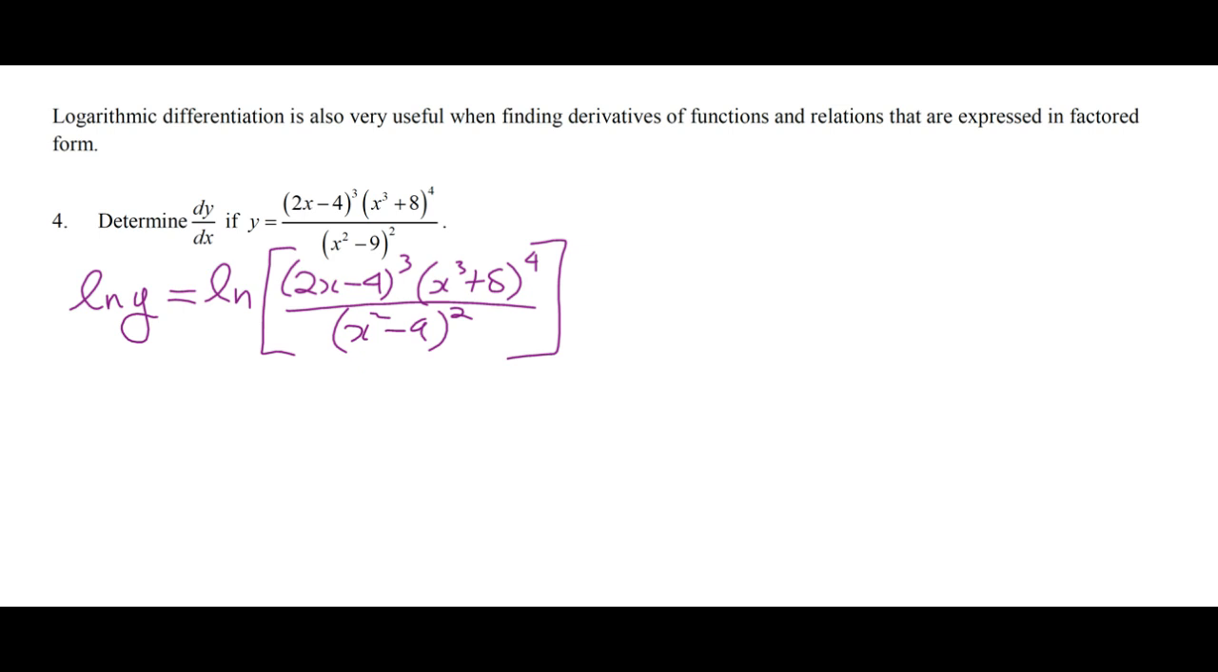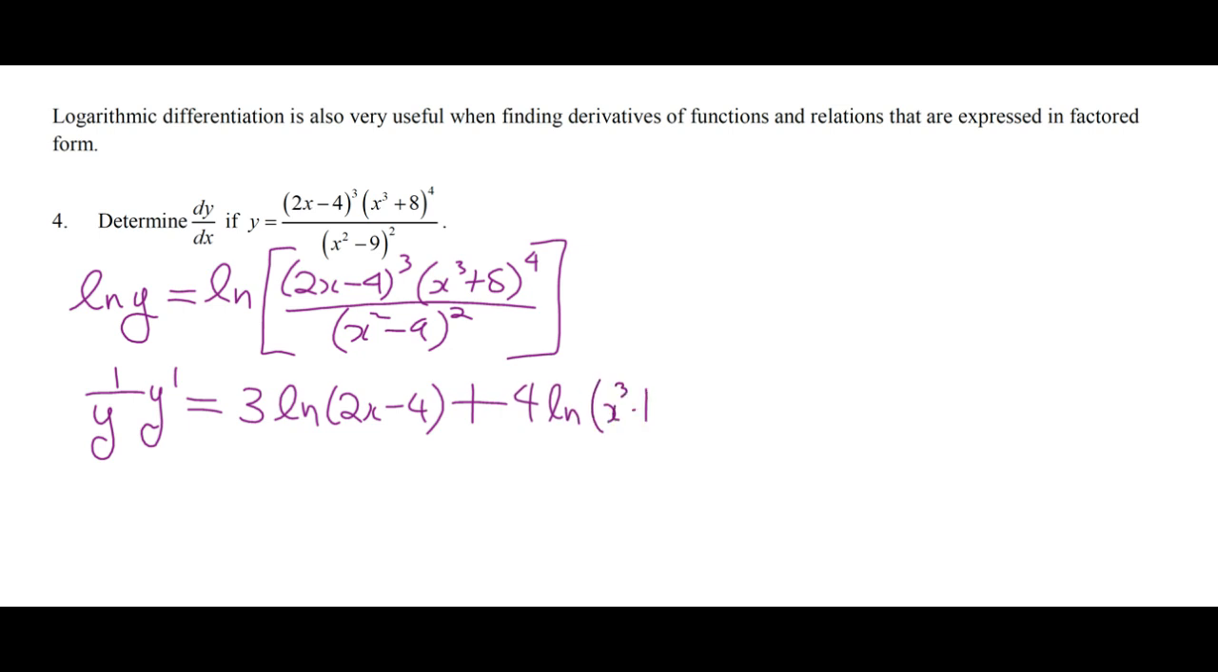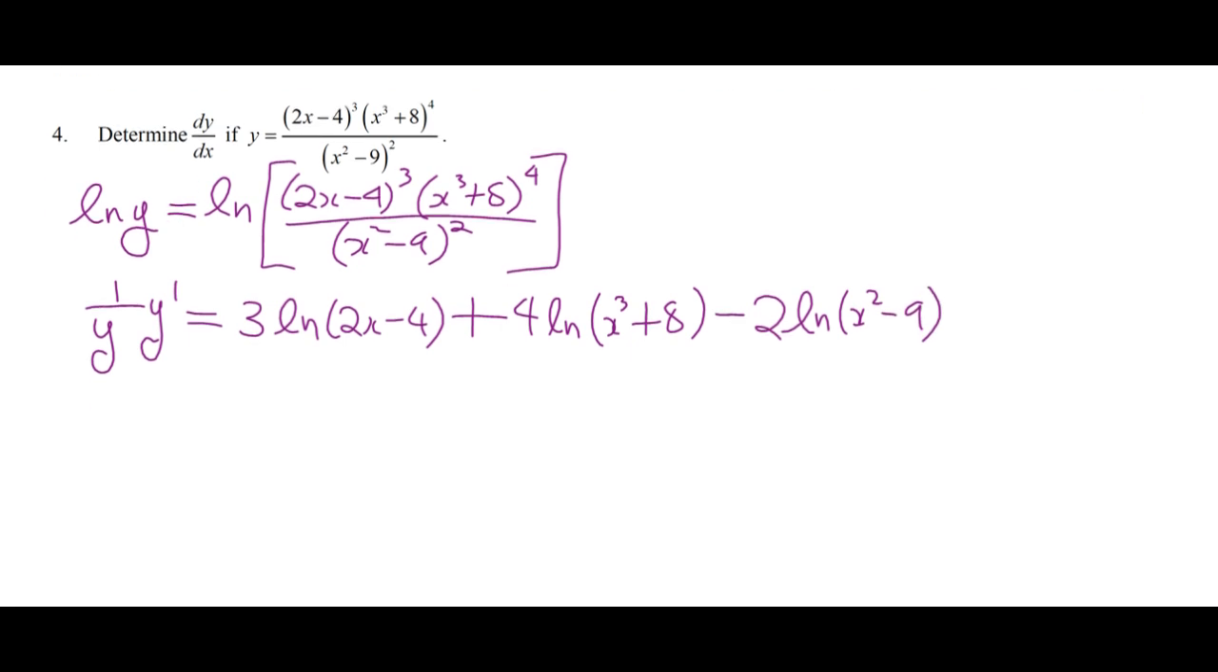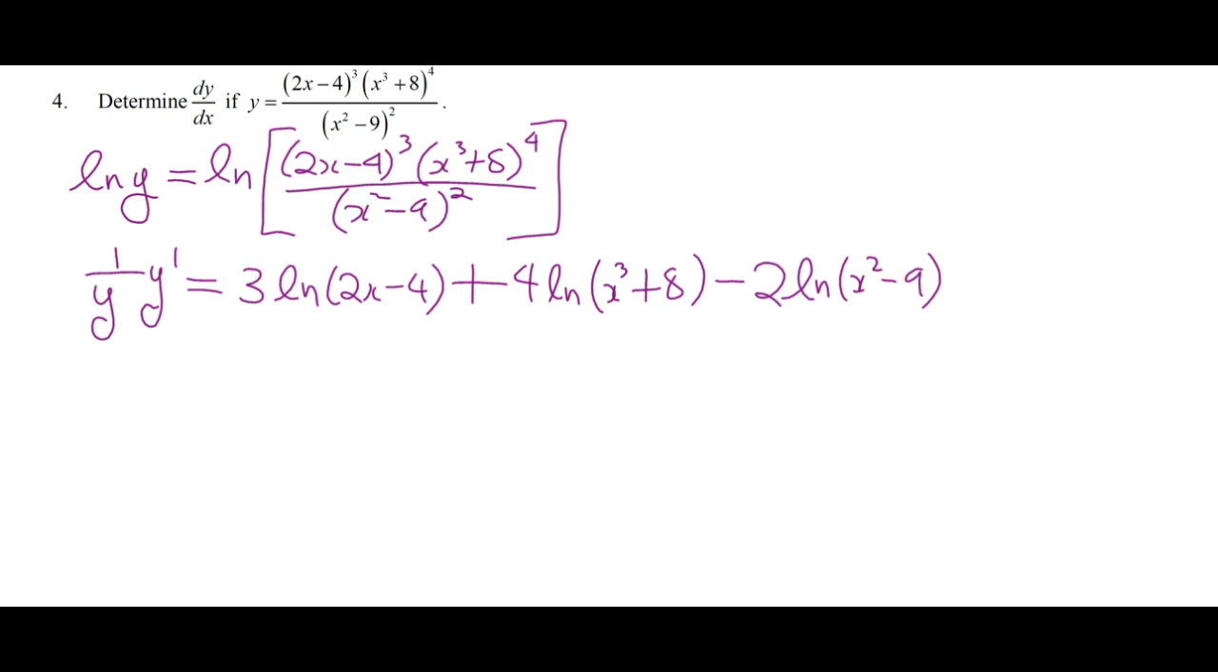Well, we take the ln, so we got 1 over y times y prime is equal to, okay, so this is going to be 3 ln 2x minus 4 plus, right, because if you're multiplying, what do you do with the logs? You add them. Plus 4 ln x cubed plus 8. What's the next sign? Minus, right? Because you're dividing. So minus 2 ln x squared minus 9. So if you think about it, what does it take to do the ln of, 3 times the ln of 2x minus 4? Not much.